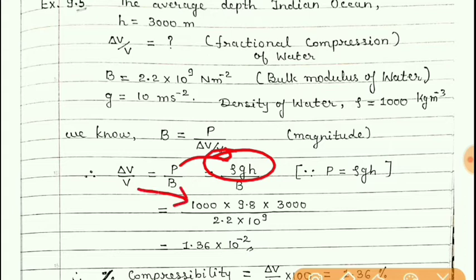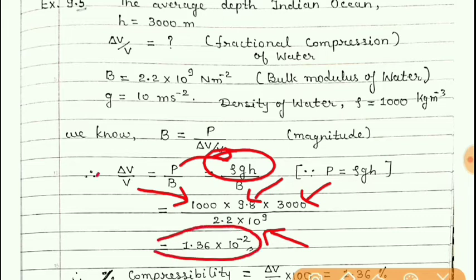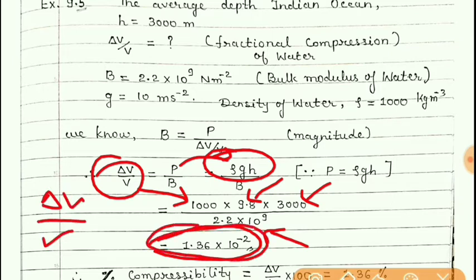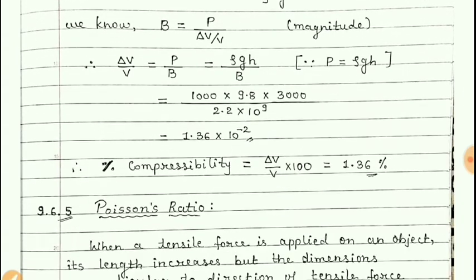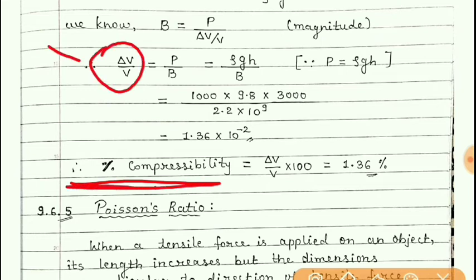Now putting the value of rho GH and B, and then calculating, we will get the change in volume, that is fractional change, because it is delta V by V. So this is the fractional change in volume, which is equal to 1.36 into 10 raised to minus 2. And therefore percentage compressibility, this is compressibility. Fractional change in volume is nothing but compressibility only, and if we want to find the same thing in terms of percentage, we have to multiply this by 100.